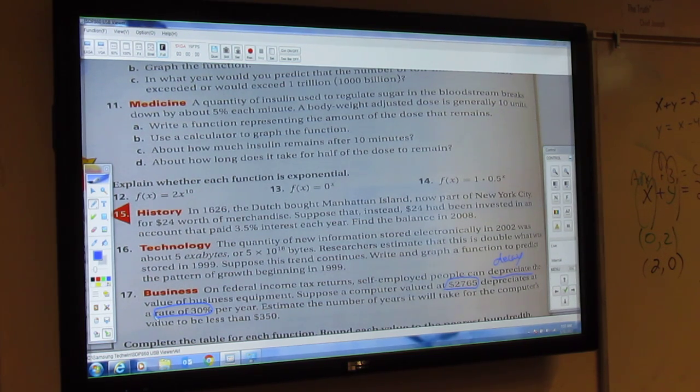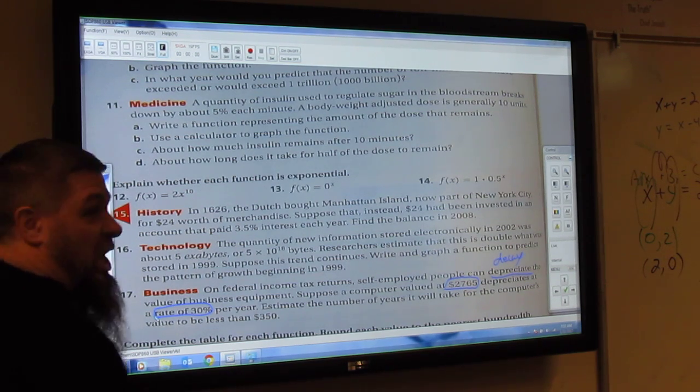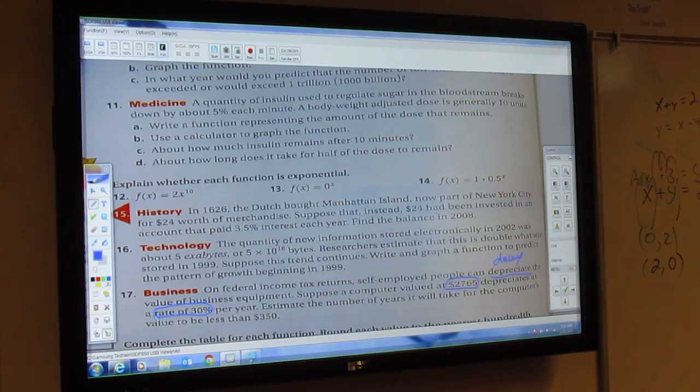Instead of writing 30%, R is found by moving that decimal over twice, and you get 0.3, right? 30% is a lot. That means almost a third of what it's worth is gone every year.